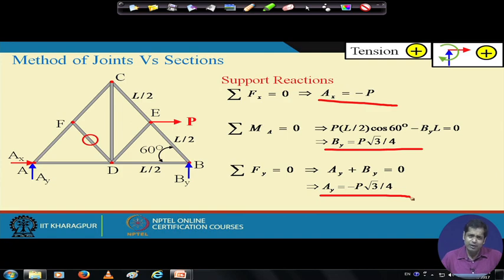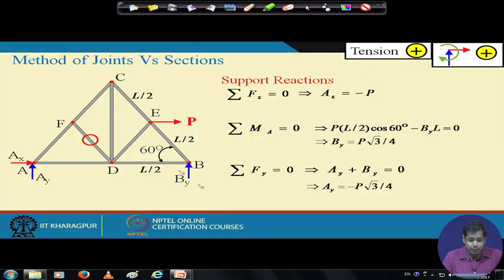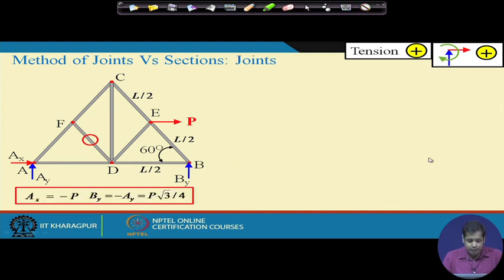Now, irrespective of method of sections and joints to use, determine the support reactions, so similar approach may be followed. Okay. Now, once the support reactions are determined, then let's move on. These are the support reactions just now determined.